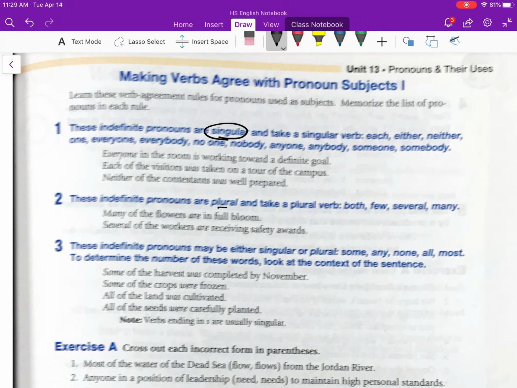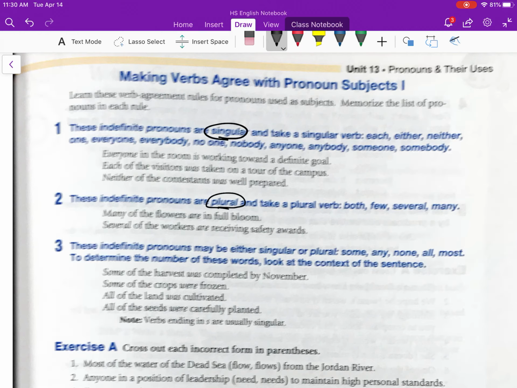Okay, so these indefinite pronouns are the ones that are plural. They are both, few, several, and many. So once you've got that memorized, which one's singular and which one's plural, they end up being pretty easy to deal with, because you just have to remember which is which. The last list is the hairy one, because these indefinite pronouns can be either singular or plural, and they are some, any, none, all, and most. So how are you going to determine if they're singular or plural?